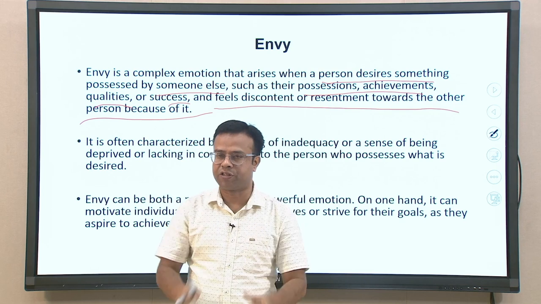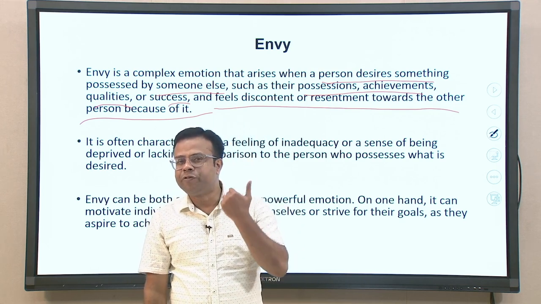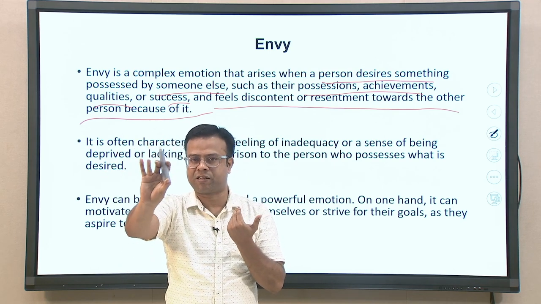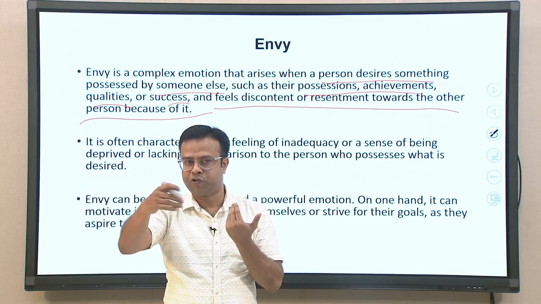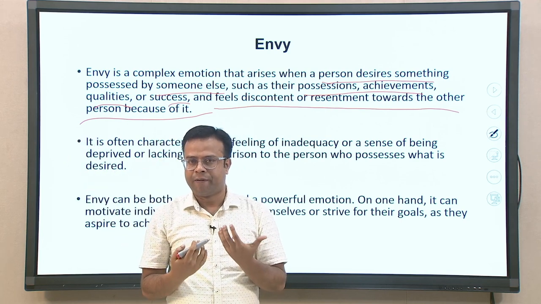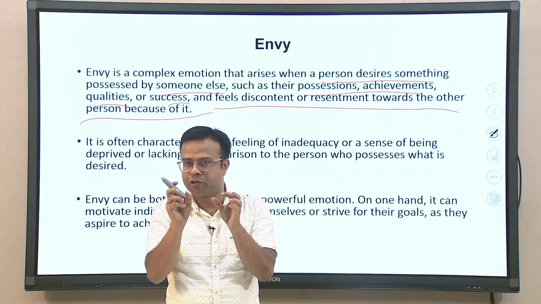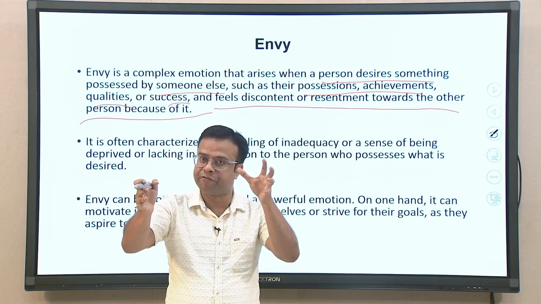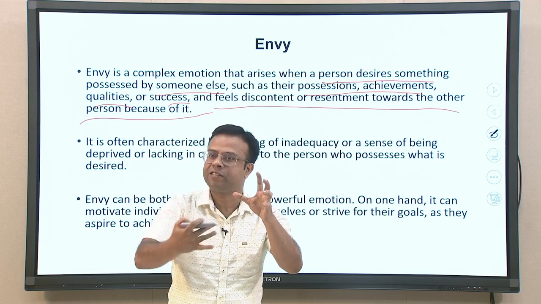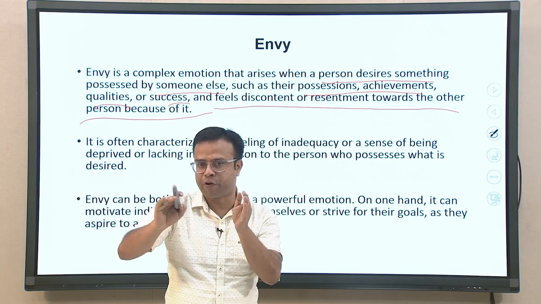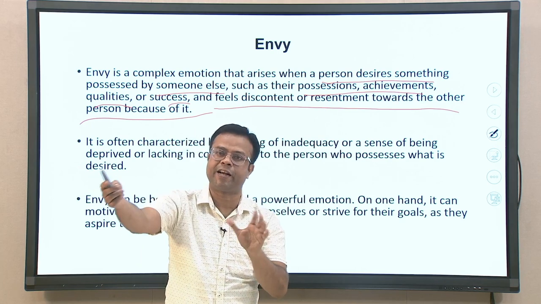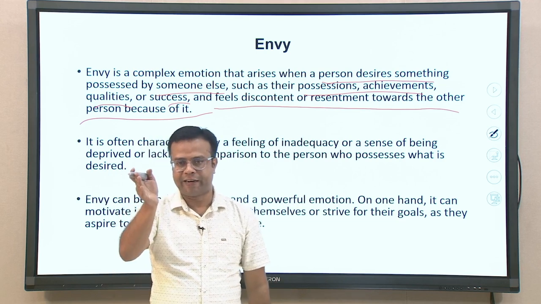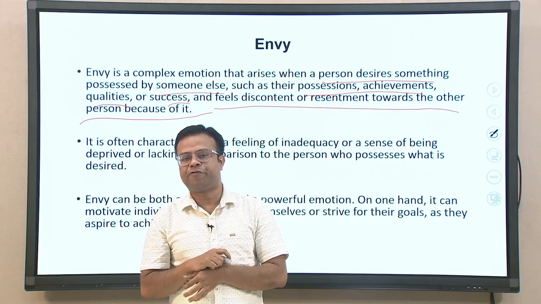So, there is a sense of resentment towards the other individual, and you feel that you lack something that person has. It could be some material, it could be some success, it could be some status, whatever it is. You see this person has something that you do not have and you feel a sense of lack, a sense of resentment. That emotion is called envy. Whenever you compare yourself with another person and feel you lack some things that the person has. So, it is always in the context of possession of something that the other person has that you do not have. That is called envy, an emotion that arises mostly in that context. It is often characterized by a feeling of inadequacy.